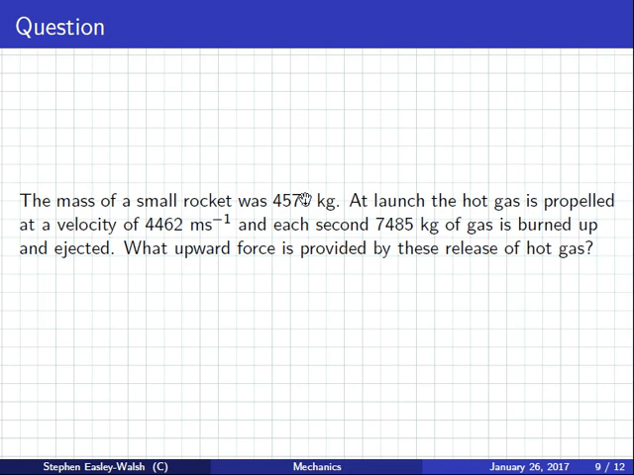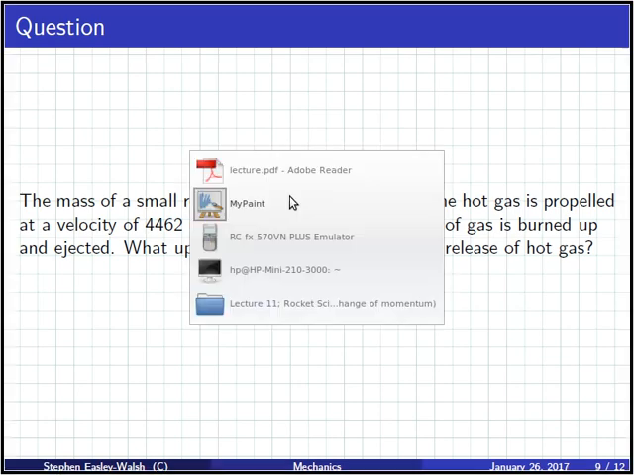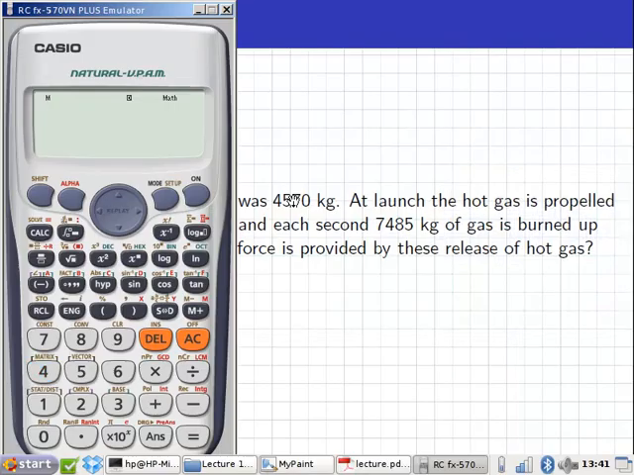Actually, you know what? You don't even need to know the mass of the... Forget about that. Pretend you can't see that number. Okay, so what's the up force here? Well, it's just 4462 multiplied by 7485. So what's that? Let's see. 83,300,000. Pretty big, huh? Yeah, that's the force up for the rocket. Okay? Oh, that was an easy one.